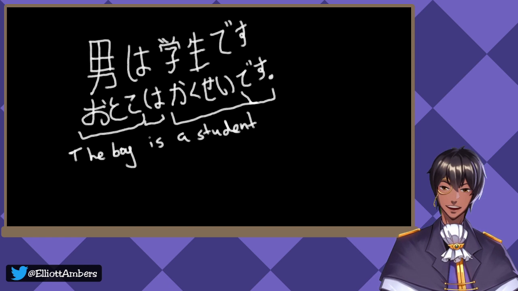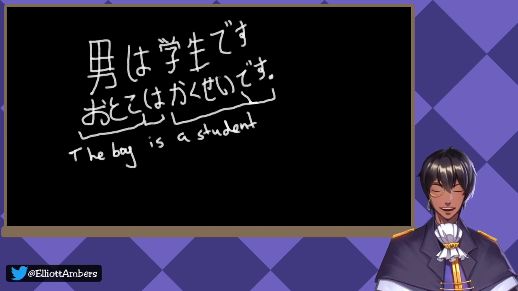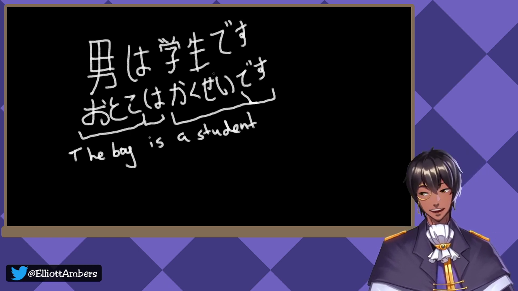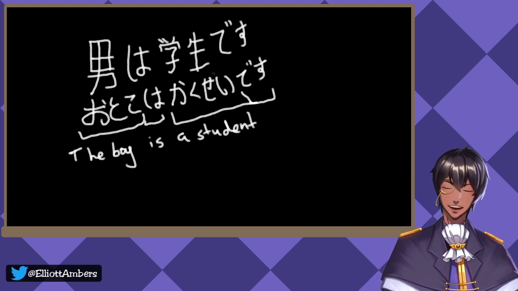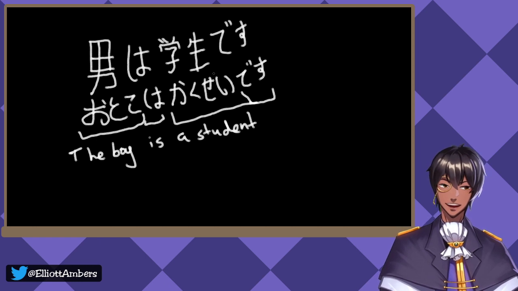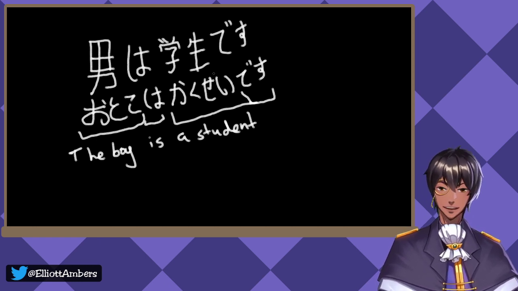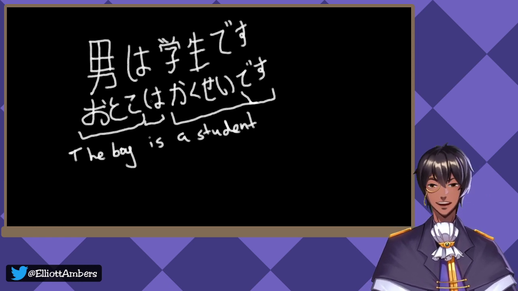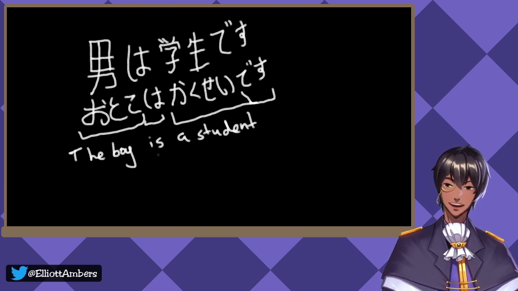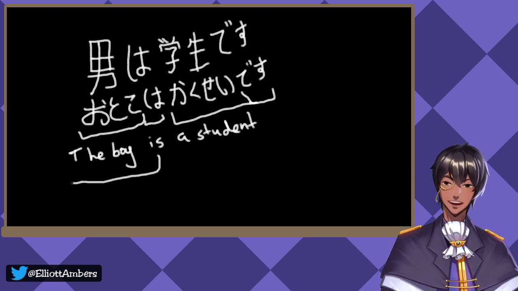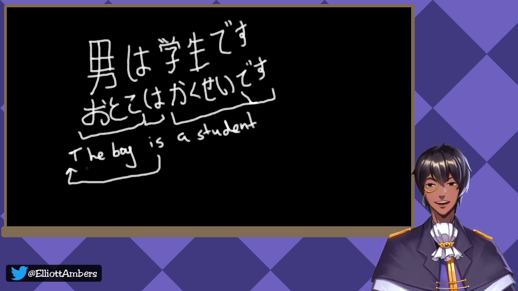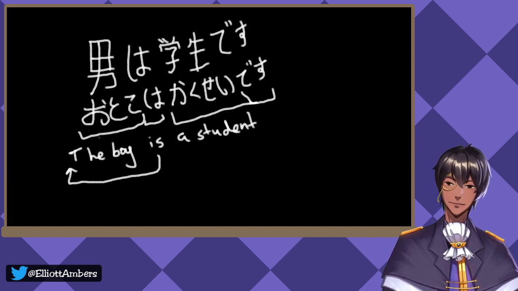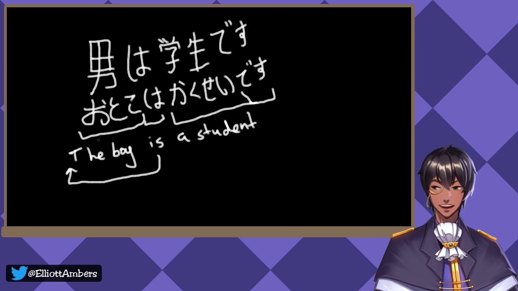Looking at the sentence, I have otoko wa gakusei desu, which is just the boy is a student. In Japanese, the way we ask questions is a little different than how we ask questions in English. In English, we would say something like, is the boy a student? We would swap is to the front of the sentence, and we would add a question mark. So we start sort of with that questioning word at the start of our sentence.